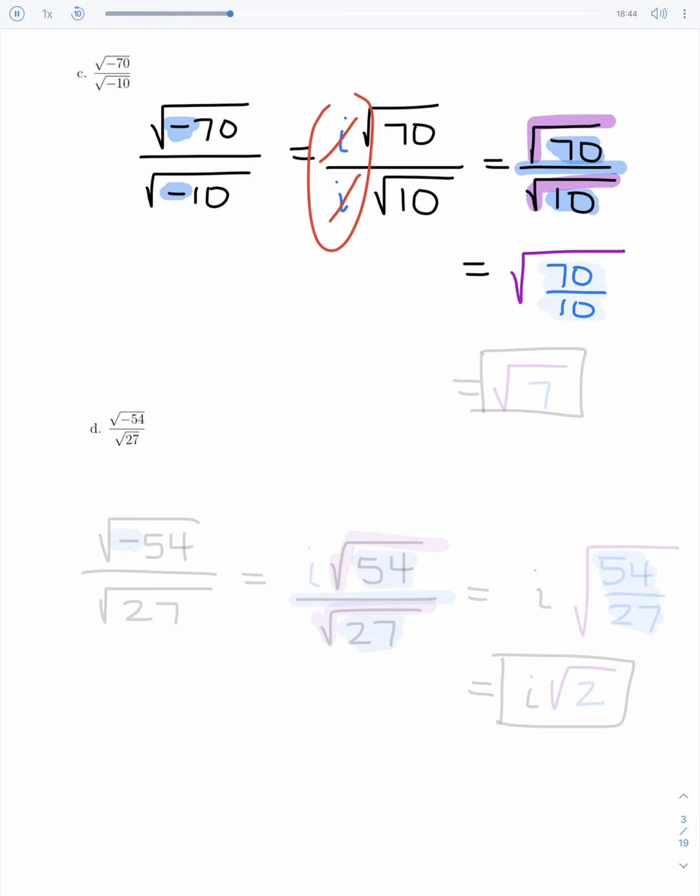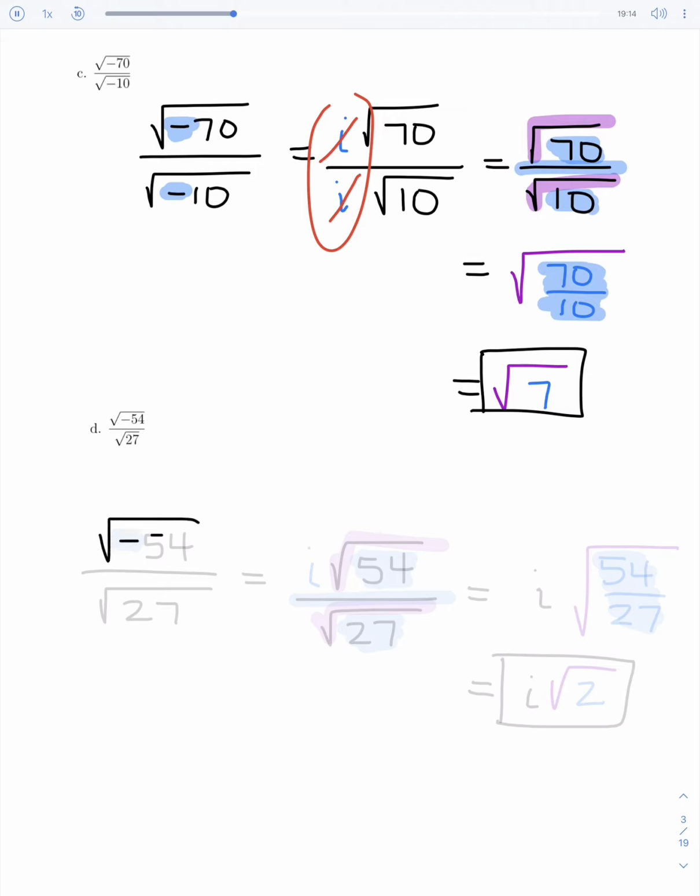Which means now I can do the division first. I can do the 70 divided by 10, which is 7, first, and put the square root on the outside. Now the question would be, can I take the square root of 7? The answer is no. So that's how I know I am done. My final answer is the square root of 7. Let's take a look at D.